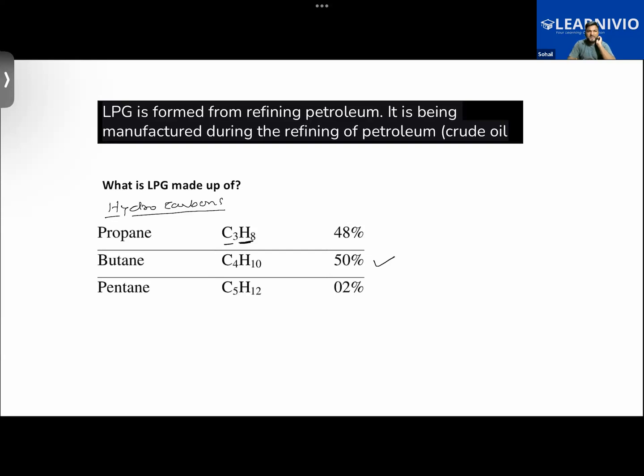So there are different kinds of hydrocarbons found in liquefied petroleum gas. They are, for example, propane, butane, and pentane. The formulas are not important, so no need to pay attention to that. Propane, butane, and pentane are the constituents of liquefied petroleum gas. Getting it now? And out of these three, butane is the main component of liquefied petroleum gas, that is around 50%.